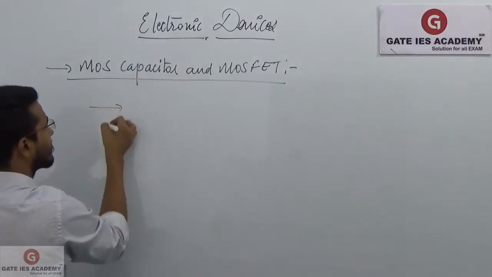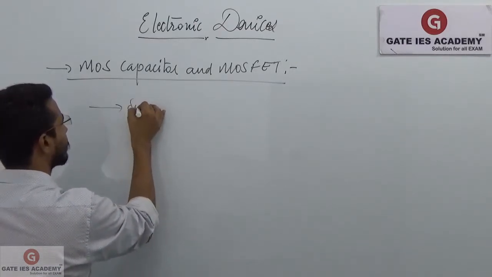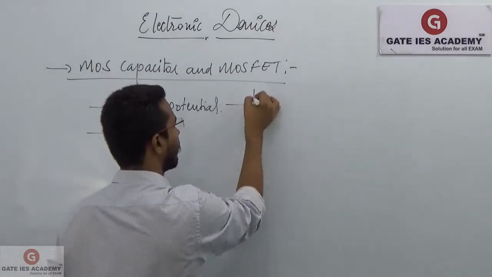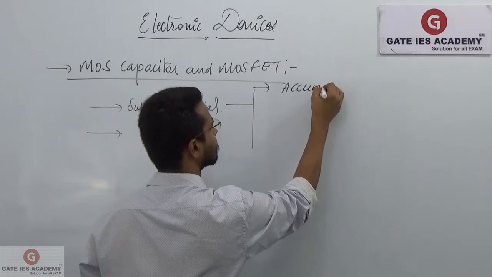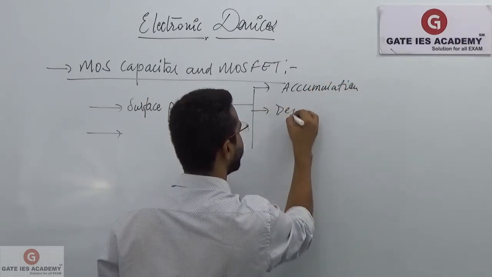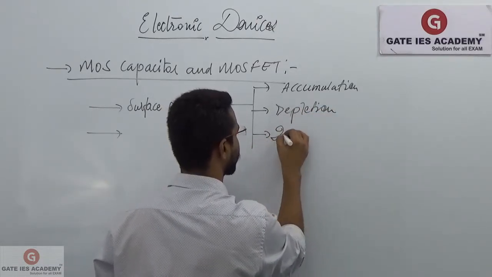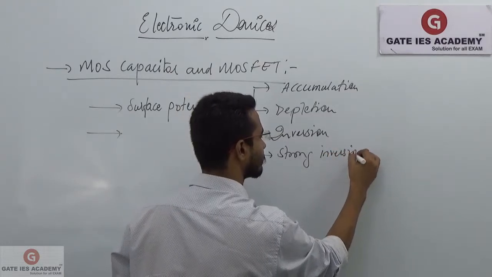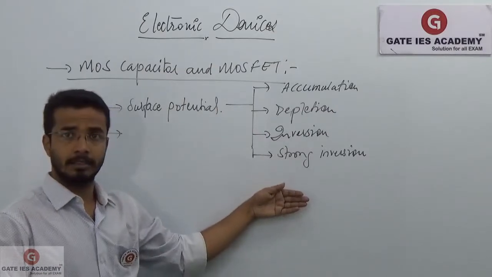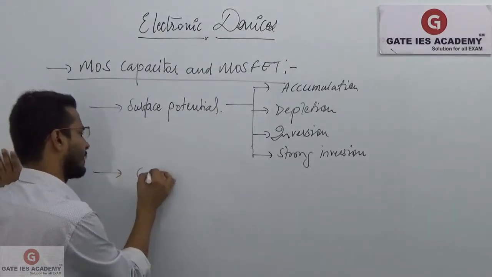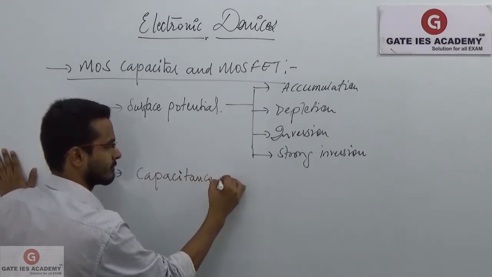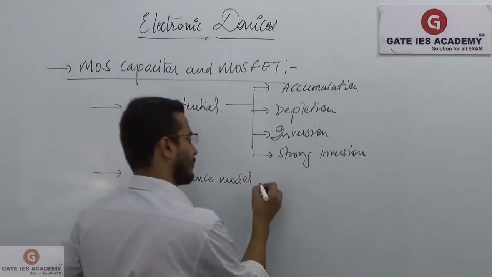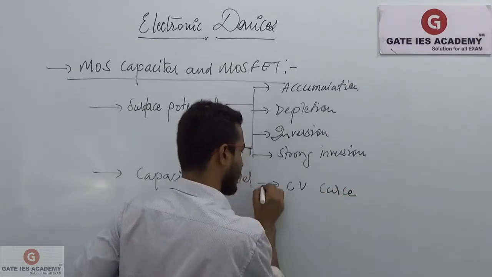So here also you will study various modes. Firstly I will discuss the surface potential. And with the surface potential, various modes we will study, that means accumulation, depletion, inversion, and strong inversion. These are part of the surface potential. Then after that, you will study the capacitance model. So these are my two things. In the capacitance model, you will study first the CV curve and the total capacitance.